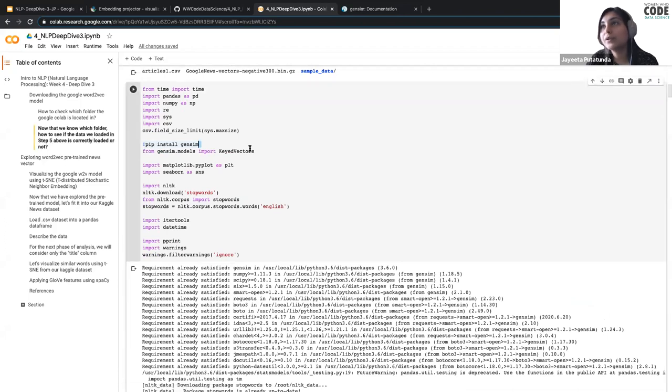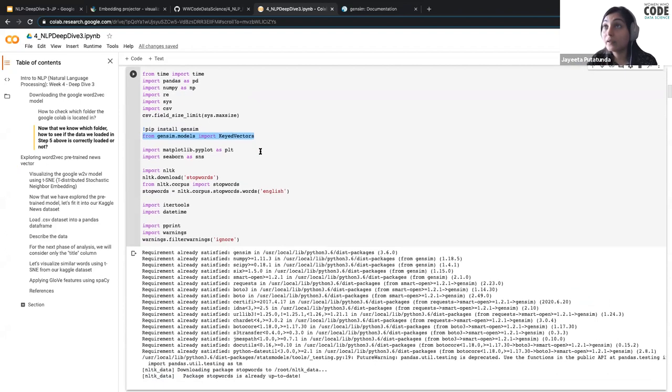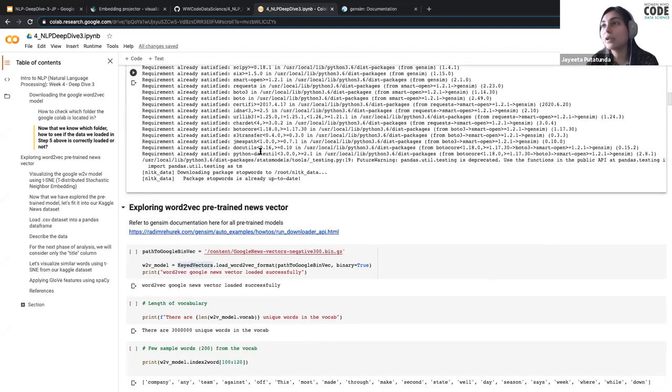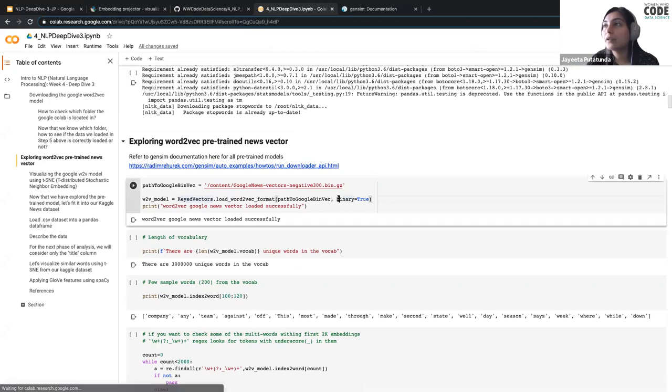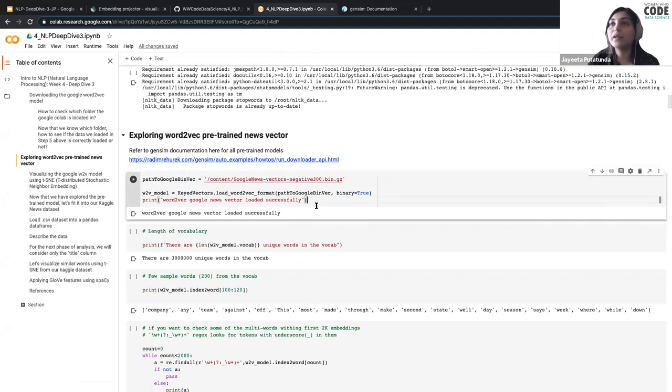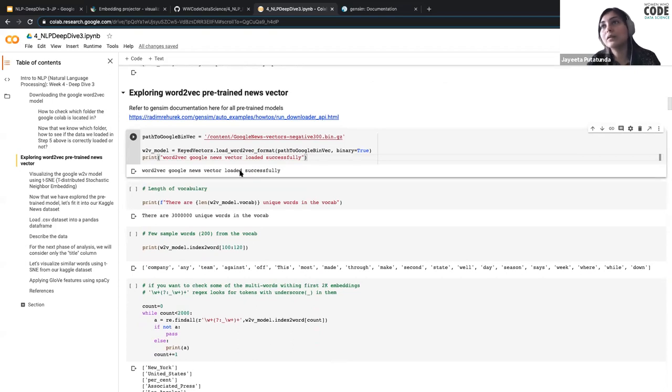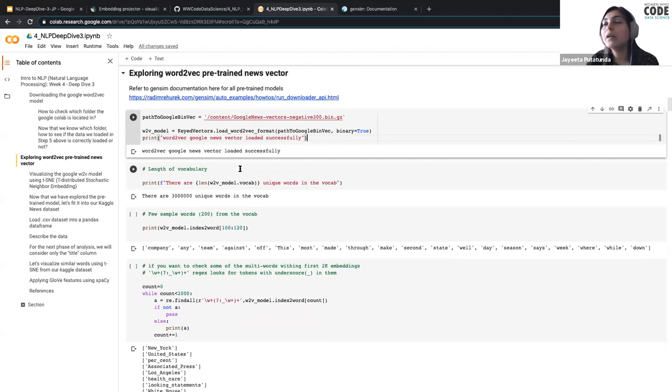From gensim.models, you import KeyedVectors. This is a way of importing all the vector space embeddings inside a Gensim model without loading the full model, because the full model is going to be a bit bigger. You set binary equal to true, because it's a binary file. It's a bin file, you can see .bin here. Once you load it, it might take a couple of minutes, so we'll give it time to run. Then you will see that the Google news vector is loaded successfully.